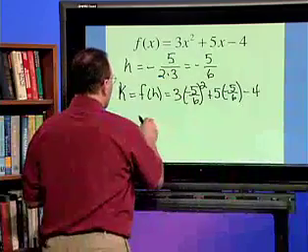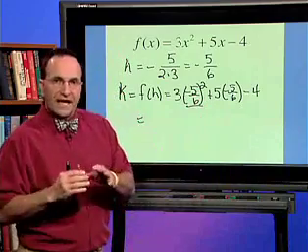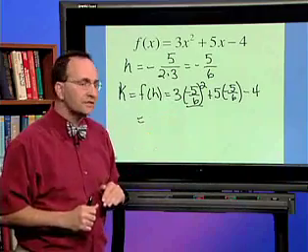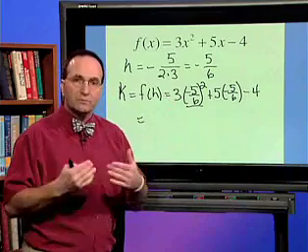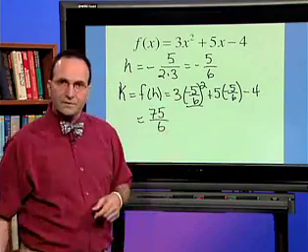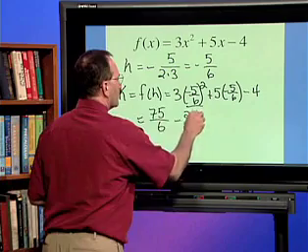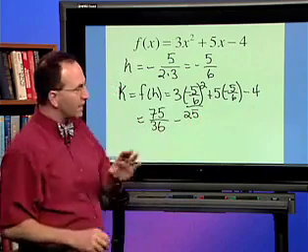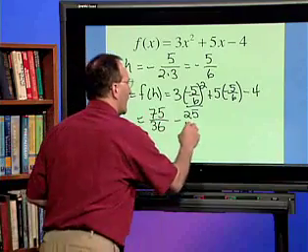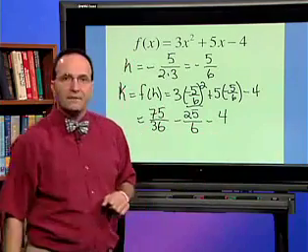Let's simplify that a little bit. Negative 5/6 quantity squared, first of all, is positive. The top is 25, the bottom is 36. But then we have to multiply the top 25 by 3, so it's 75 over 36. The second term, 5 times negative 5/6, is negative 25 over 6. And then we have the minus 4 at the end.